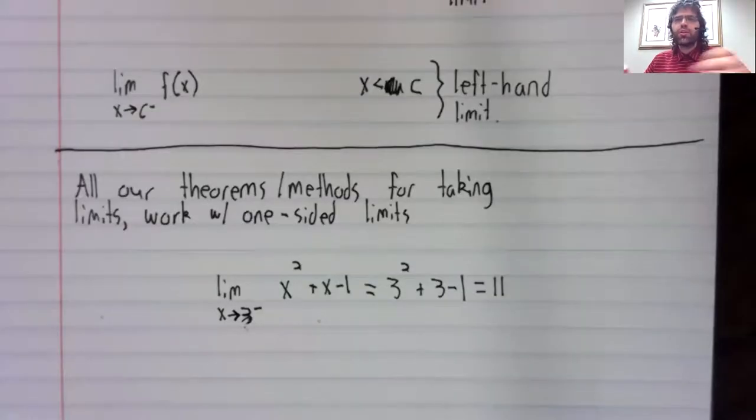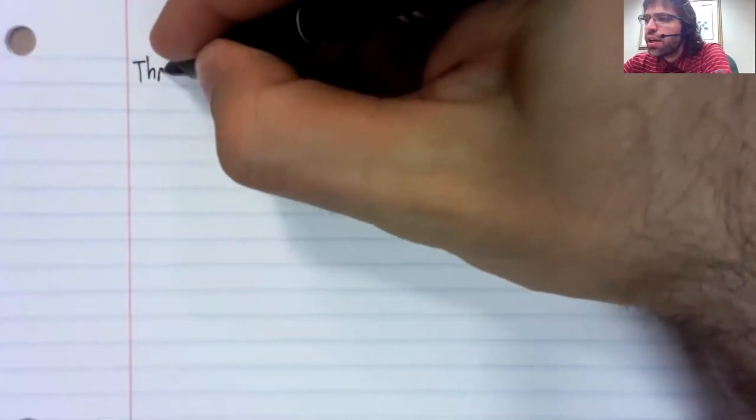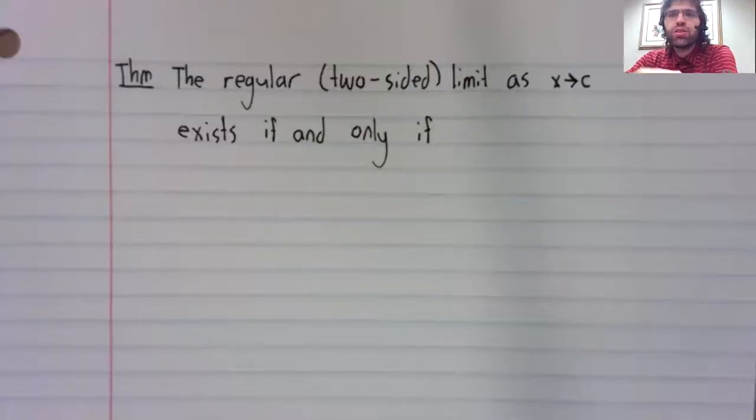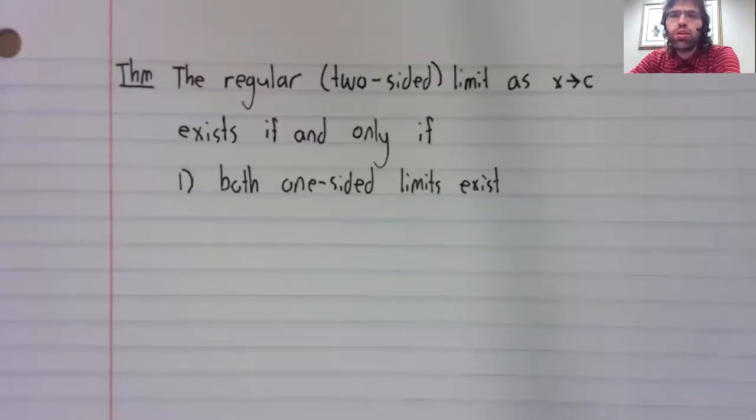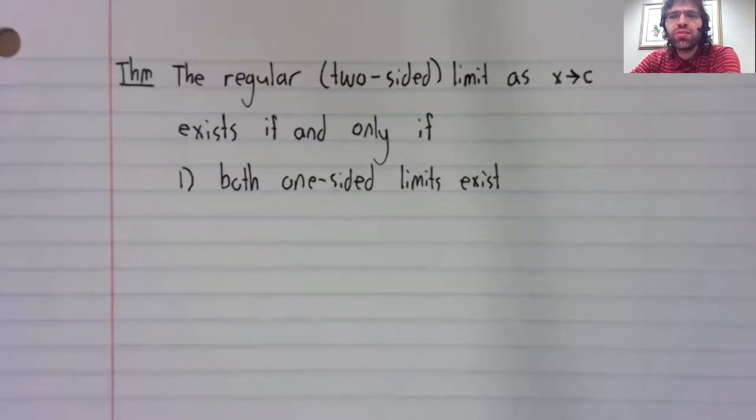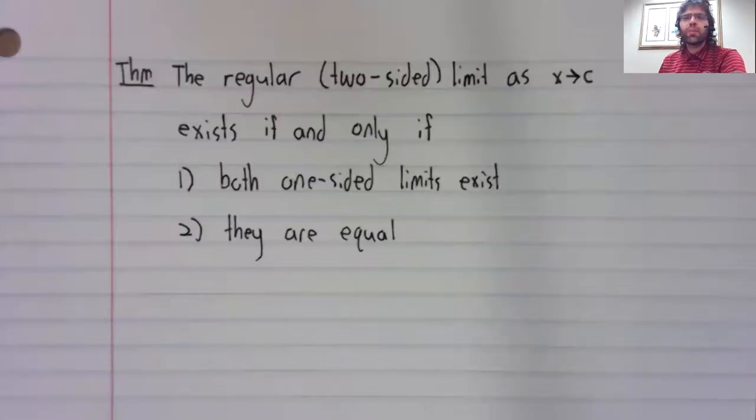In fact, all we really have to do is state a theorem. The regular limit, which we now sometimes call the two-sided limit, as x approaches c, exists if and only if, first, both one-sided limits exist, and second, the one-sided limits are equal.